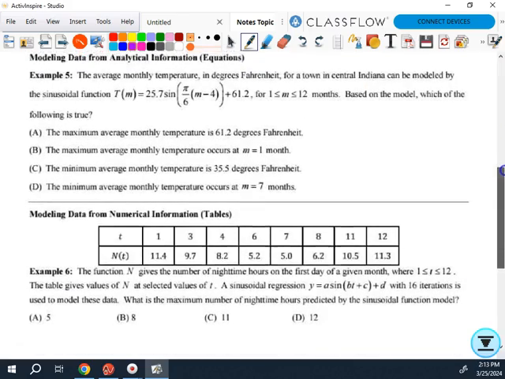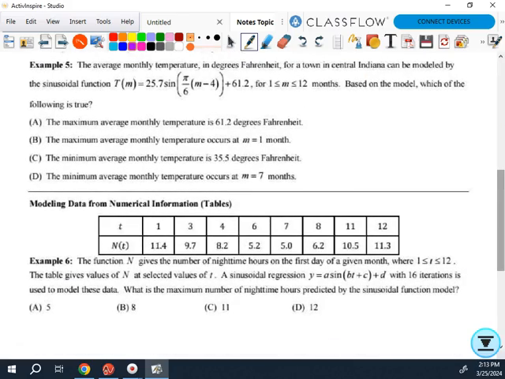Next one. The average monthly temperature in degrees Fahrenheit for a town in central Indiana can be modeled by this function, from 1 to 12 months based on the model. Which of the following is true? Okay, so it's talking about the maximum and minimum temperatures. So I'm going to sketch something out so I can wrap my mind around how we figure all that stuff out. So here's something that I know from here. I know that this is helpful. What does that represent? The midline. So I'm going to sketch in the midline. And this is at 61.2.